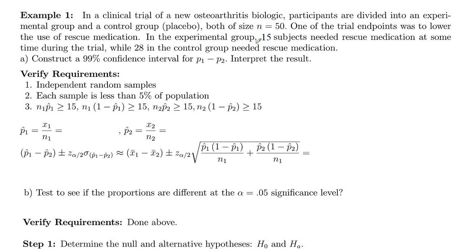So in the experimental group, 15 subjects needed rescue meds, while it was 28 in the placebo group. We're going to construct a 99% confidence interval for the difference in proportions and interpret our result.